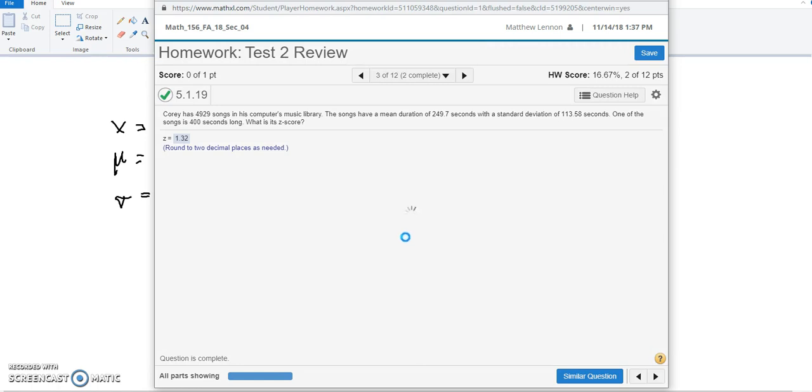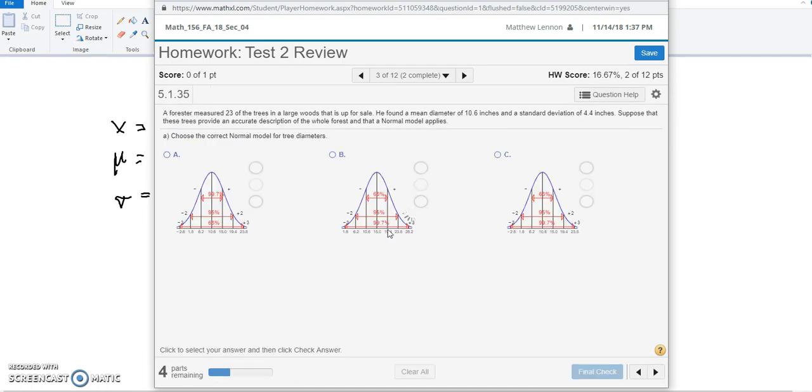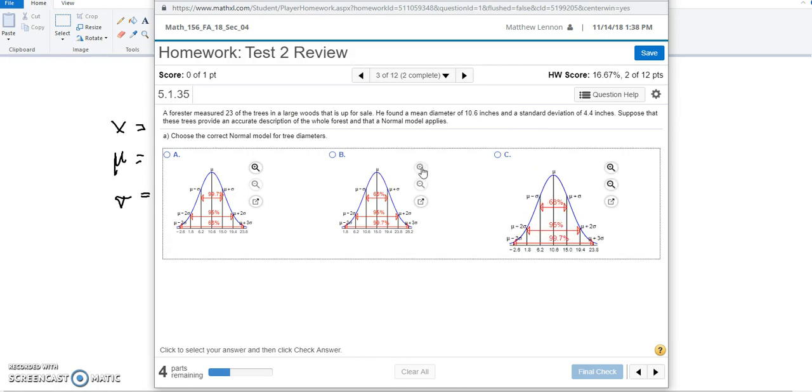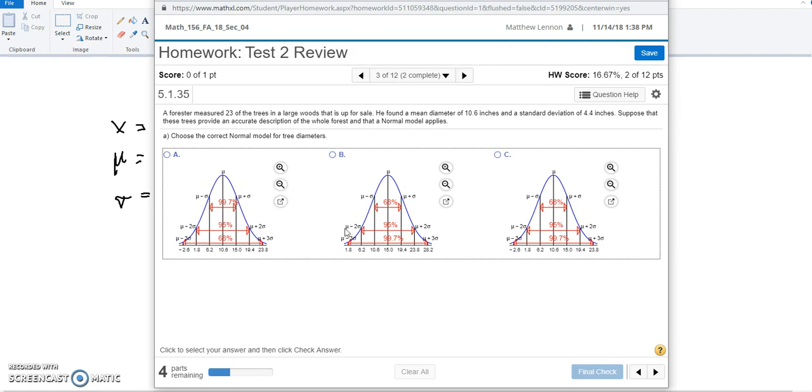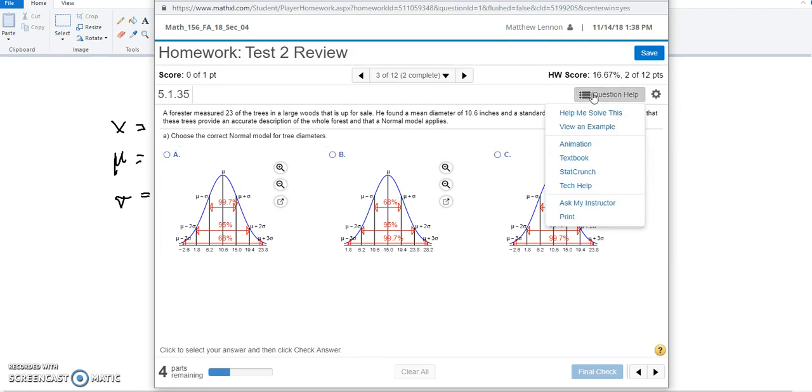The next one, I believe we might be moving on to the empirical rule. Yeah, so this is the 68, 95, 99.7 rule. So we have a mean diameter of 10.6 inches and a standard deviation of 4.4 inches. And what you really want to do is figure out the tick marks on the bottom. So what you're doing is just adding and subtracting multiples of 4.4 to 10.6. But if you're a little bit lazy, there's a way to do that in StatCrunch.